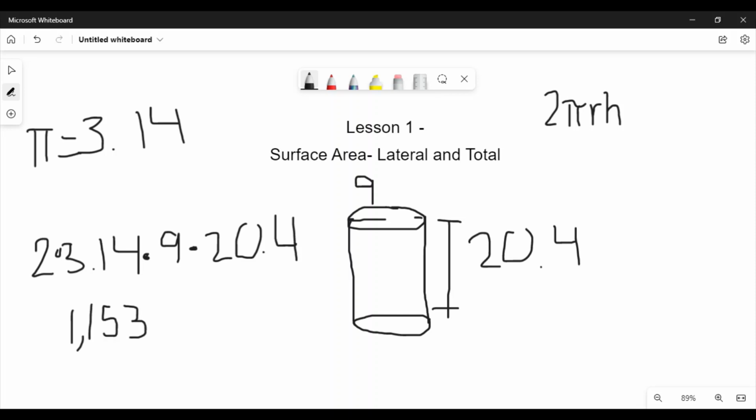1,153 when you round it to the tenths place. So that is the lateral surface area of a cylinder.